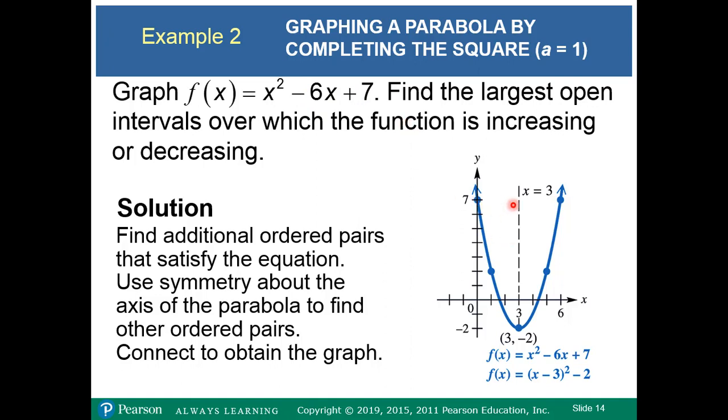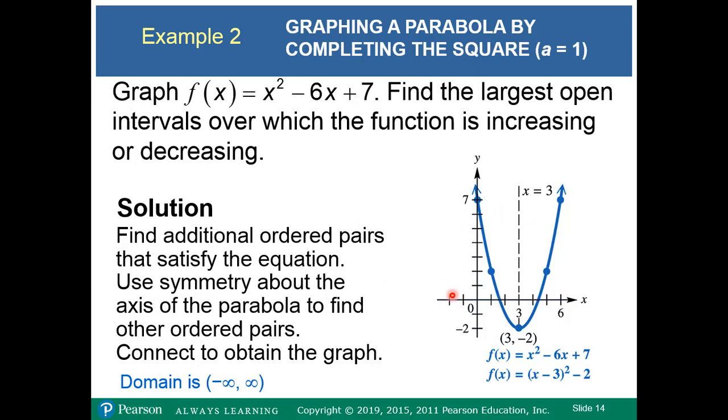Now, using the symmetry, we know that this is 3 units from the axis of symmetry. So we're going to be 3 units over here at 7. So it's going to be 7 here and 7 here. So now this point is going to be 6 comma 7. And then we can also plot these points. As long as we plot 3 or 4 or 5 points, we can sketch a good graph.